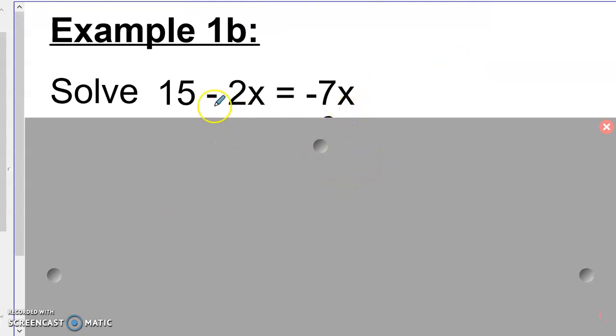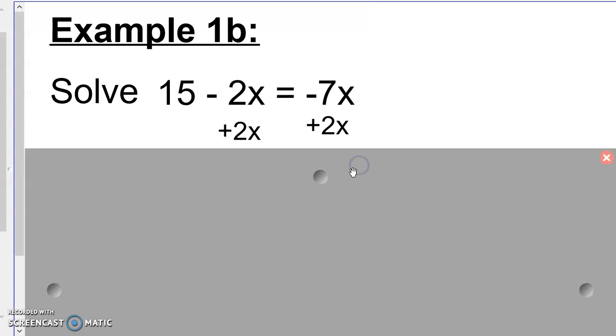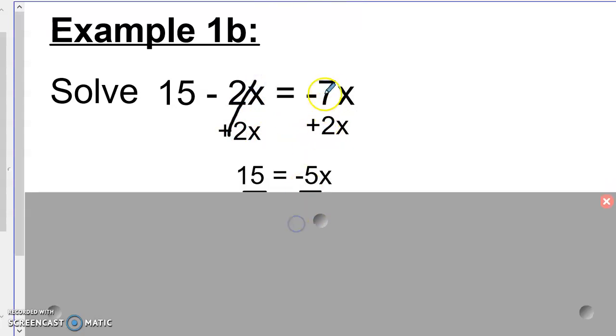Next one, you'll notice how we have variables on both sides. Well, the first thing I want to do is move it so the variables are on the same side. So I have two options here. I can add 2x to both sides, or I could add 7x to both sides. It really doesn't matter which one you choose because you will get the same answer in the end. I chose to add 2x to both sides. So when I add 2x to both sides, this is going to cancel and leave me with 15. Negative 7x plus 2x leaves me with negative 5x.